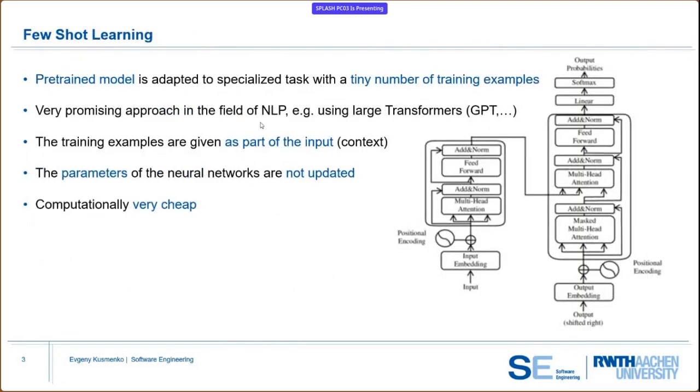In particular, we want to use an approach called few-shot learning, which has been very popular in recent years. The idea behind few-shot learning is that instead of training models for a very specific task, we train models for accepting task descriptions and then solving these tasks on demand, so to say.